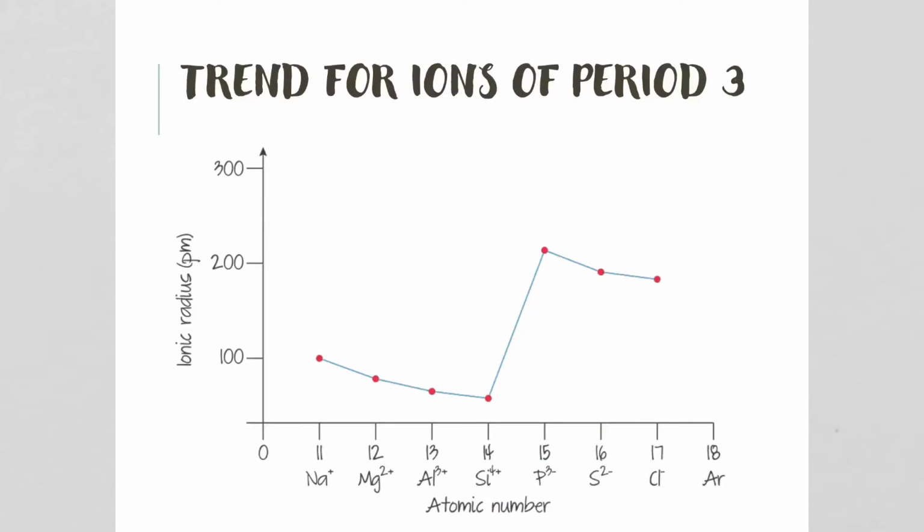So this is a graphical representation for the ions of period 3. It goes just like this. Sodium is larger than magnesium, which is larger than aluminum, which is larger than silicon. But then there's a jump because these ones are going to be isoelectronic to argon, so they're larger than these ones. These ones are isoelectronic to neon, if you remember.